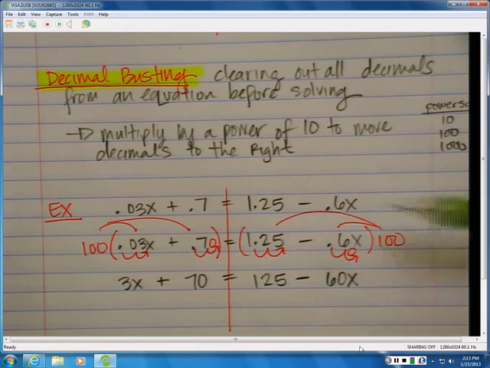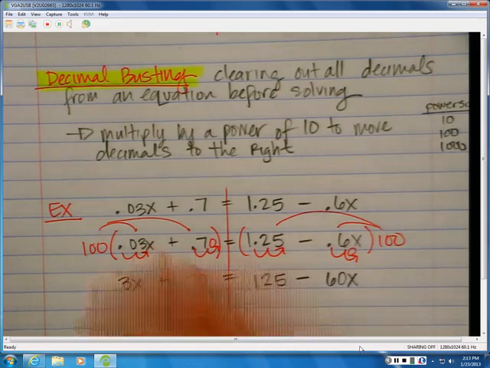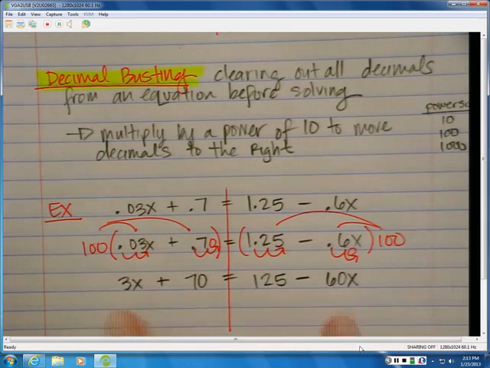So I've taken an equation that had a whole bunch of decimals. We have decimal busted. And now we have an equation that has no decimals. We would solve this like normal. Simplify the left side, simplify the right side, get your x's on the same side, so I would add 60x to both sides, or I would subtract 3x from both sides, and then I would solve. Again, we're not going to do that because that's not the point of this video.